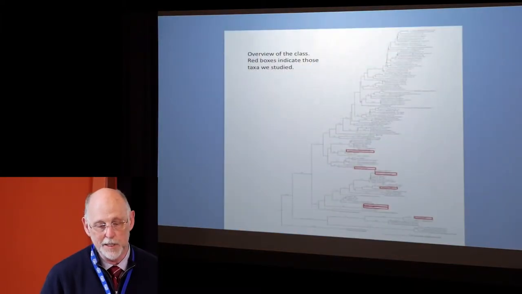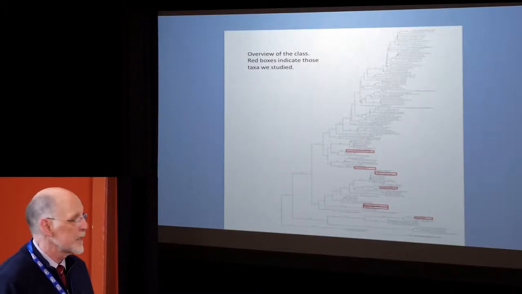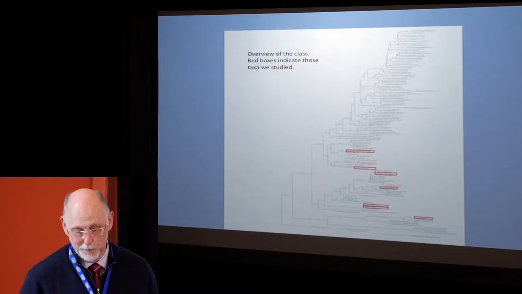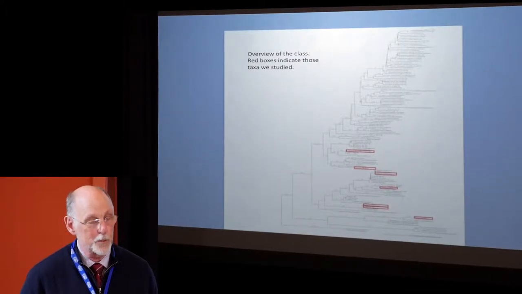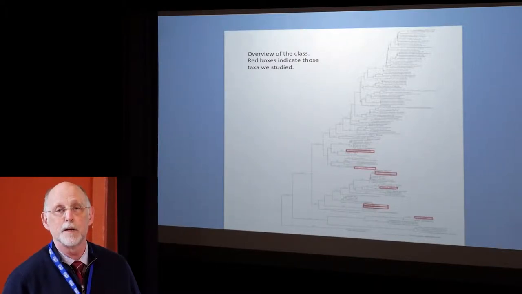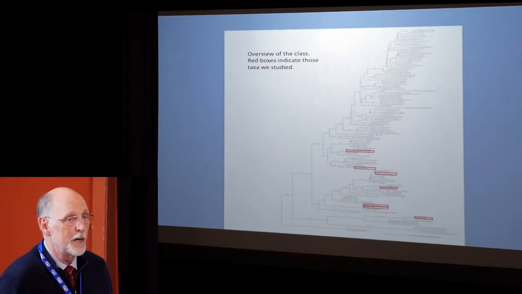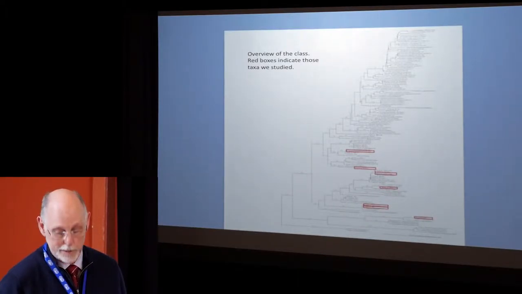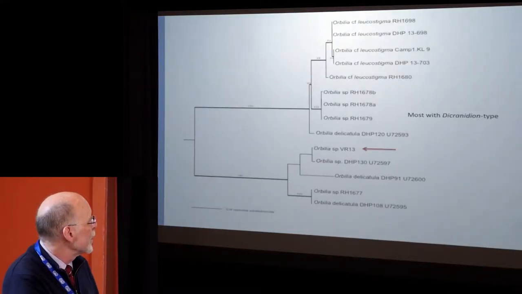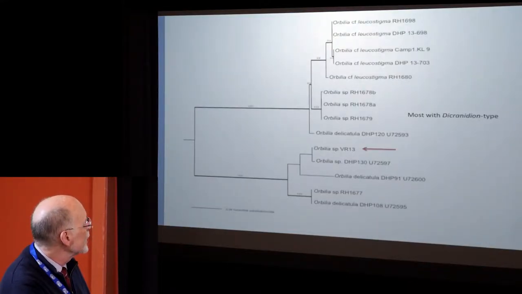So, pretty striking. Now, as I said, we sequenced all of the materials that we studied, so we'll be able to go back and name and work with this. This is our tree based on GenBank accessions and our own sequences from local collections. Most of our collections are from the Northeast. And I'll begin by talking about one of these clades, the leucostigma-like group and so forth.